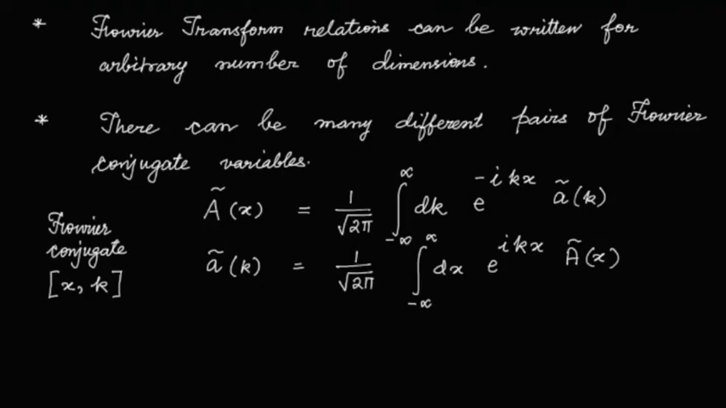Okay, so let's look at some of the properties. So the properties, so let me put here h as a function of x. I don't want h, I want a. So we had a as a function of x, right? A as a function of x and small a as a function of k. And I put tilde in both.